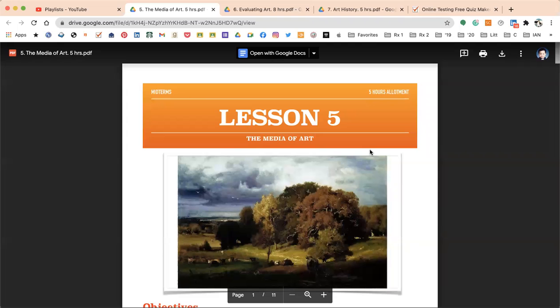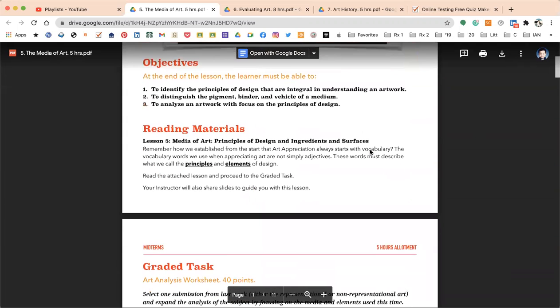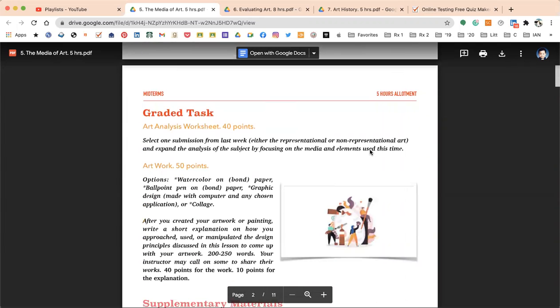So we start with lesson 5 for the midterms. It's the media of art. We've talked about the principles and elements of design and the art. When you talk about elements of art, of course you have your line, color, shape, etc. And when you talk about principles of design, you have balance, proportion, etc. Those are the keywords that you're supposed to have memorized or mastered at this point in the course.